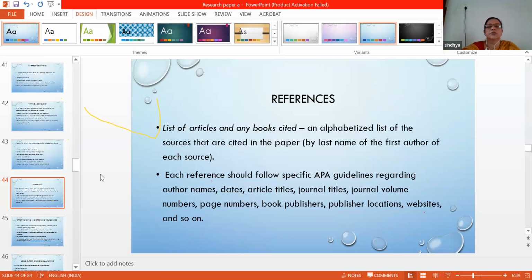Okay. So the reference section is the main or important part of a research paper. And whatever articles, whatever books, whatever sources you have referred to, you have to cite clearly. Otherwise, you cannot include any item without proper reference. That is one component to remember while preparing a research paper. And it must be an alphabetized list with the last name of the author first.